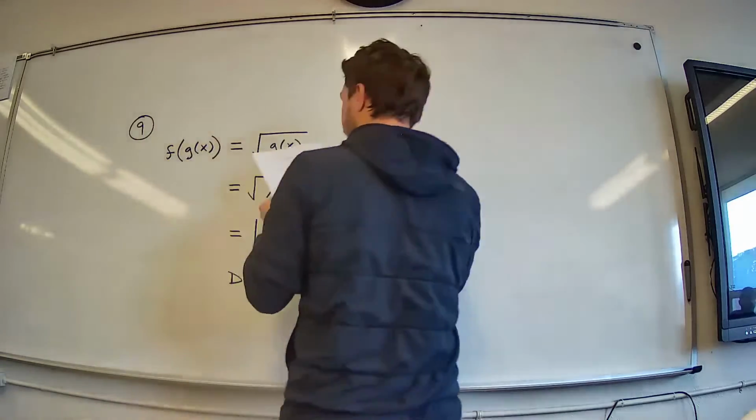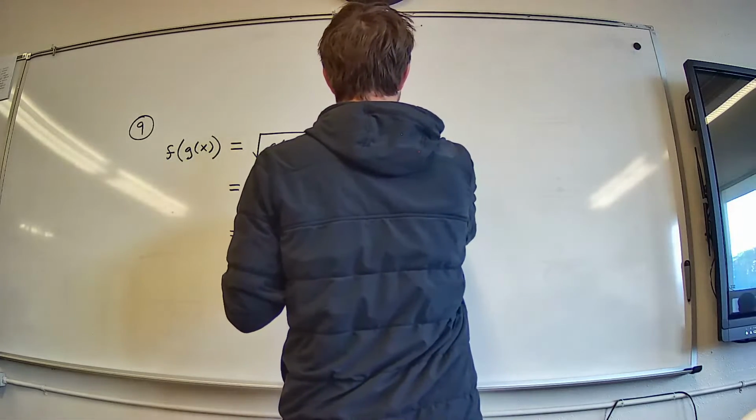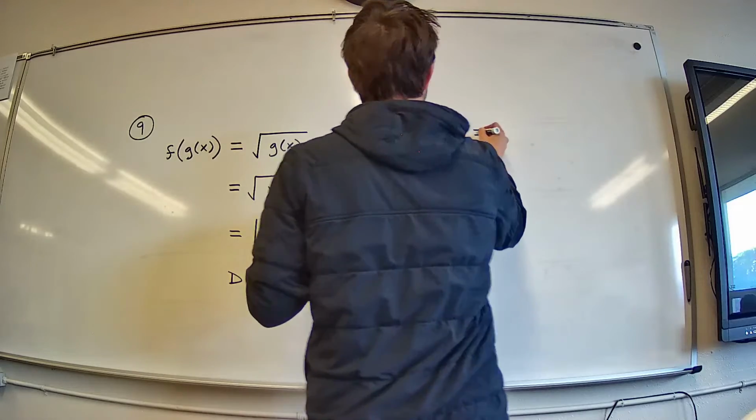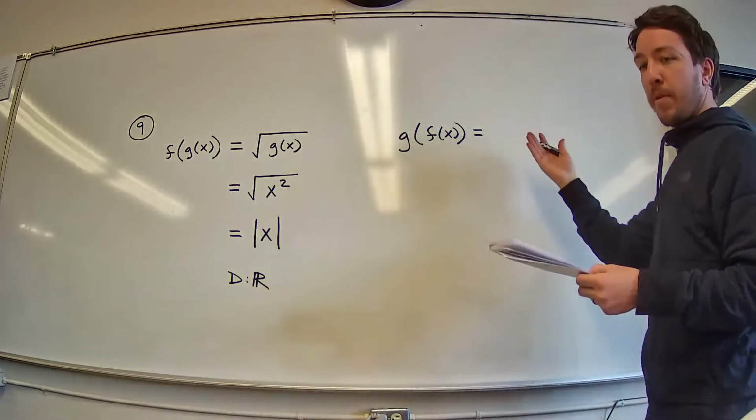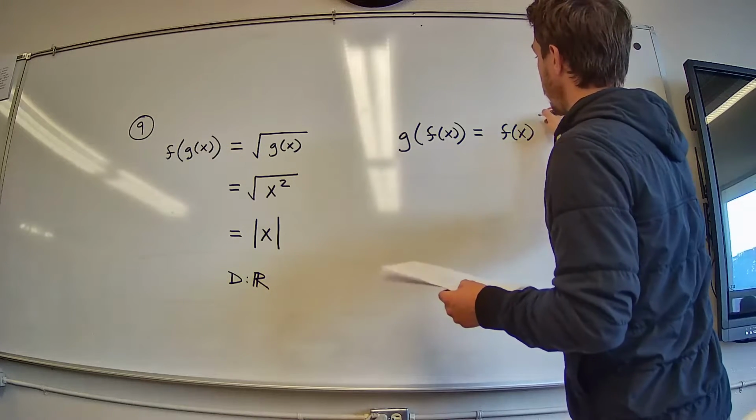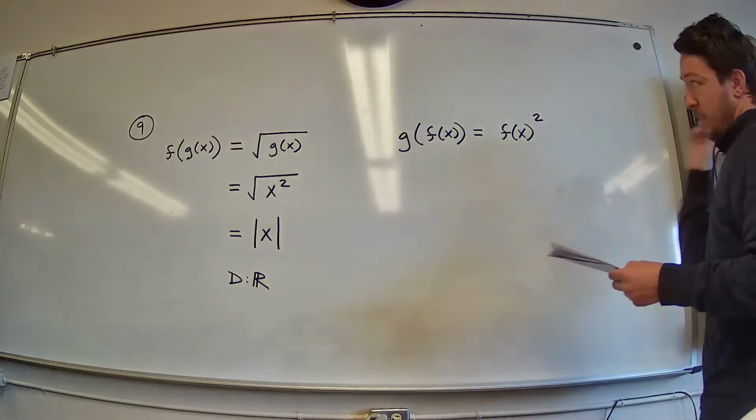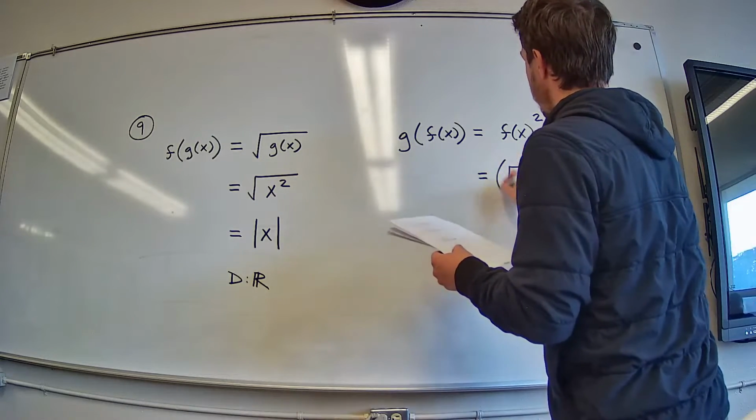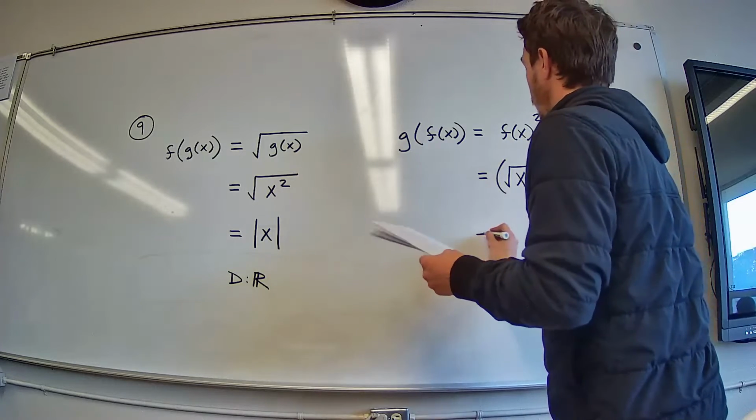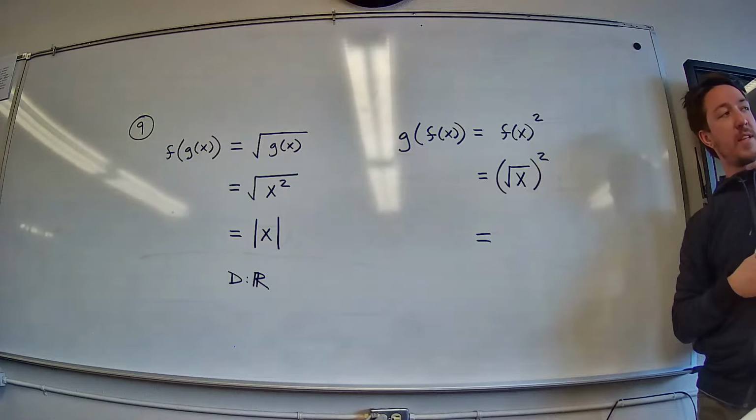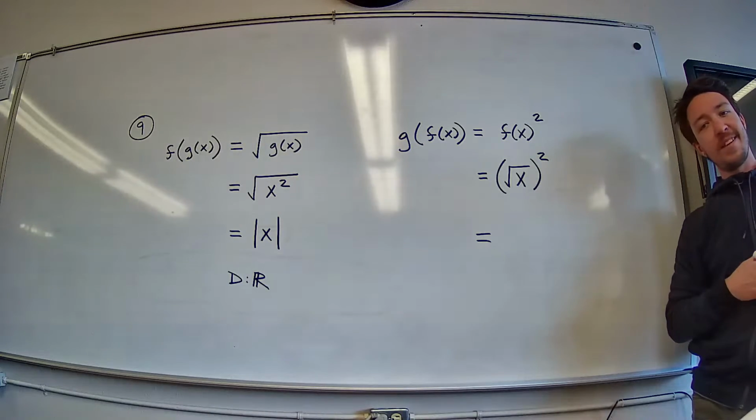How about the next one, which is even weirder. g of f of x. Well, g of x squares the input, so this would be f of x squared. And what's f of x? The square root of x. Okay, big moment of suspense here. What does that equal?